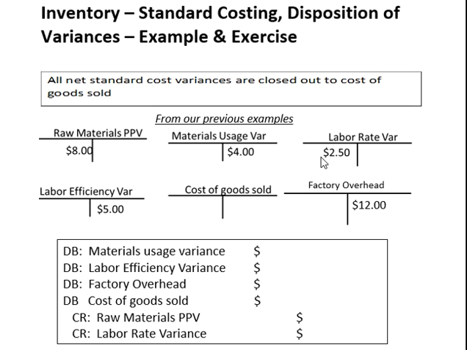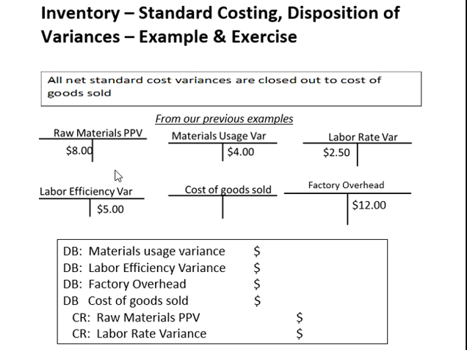Labor rate variance was $2.50, indicating it's unfavorable. Labor efficiency variance has a credit balance indicating it is favorable, and factory overhead has a variance of $12 indicating that it is also favorable. So let's go ahead and close these accounts out to cost of goods sold.